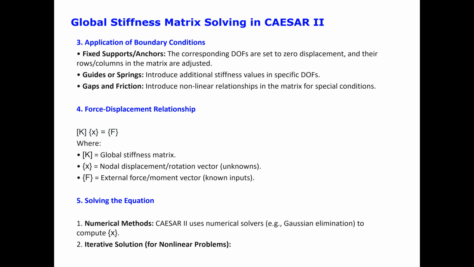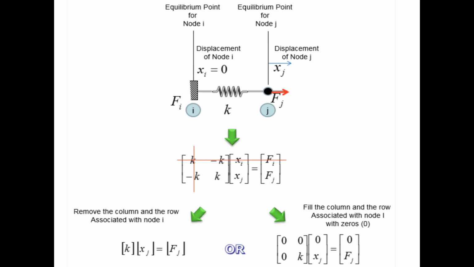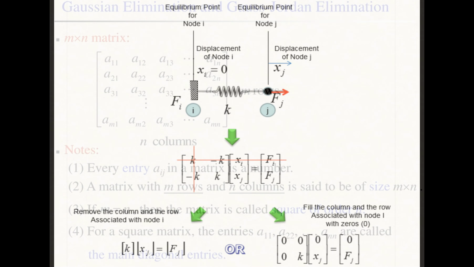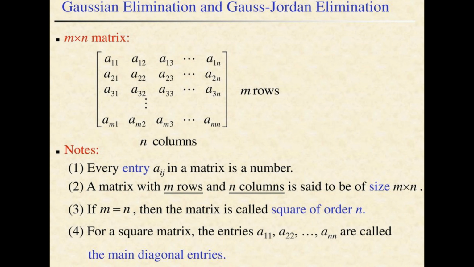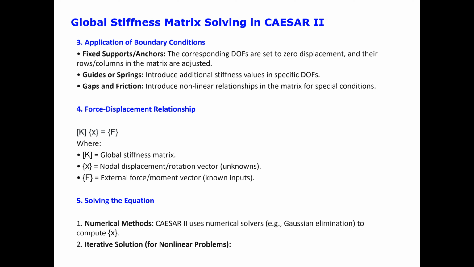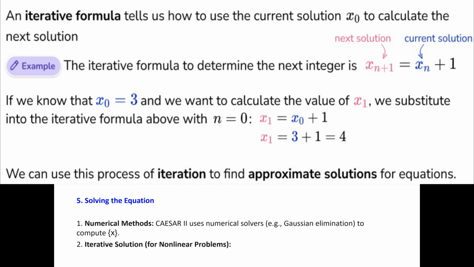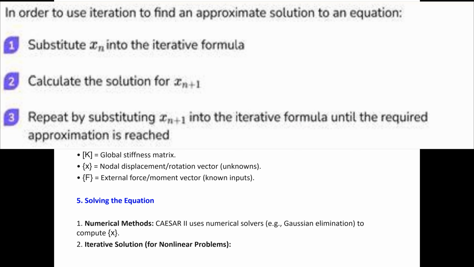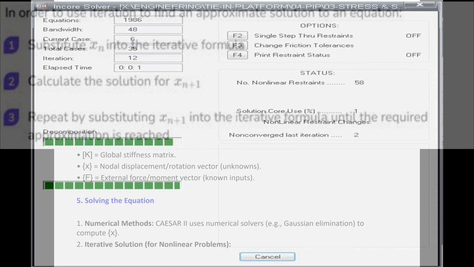So, solving the equations. To solve for the displacement X, there are two steps. Numerical method: Caesar uses a numerical solver like Gaussian elimination to compute X, meaning to calculate the X displacements. And second is the iteration method. Iterative solution for non-linear problems. For systems with non-linear effects like friction and gaps, the solution is iterative. The matrix is updated in each iteration to account for changing conditions until convergence is achieved.